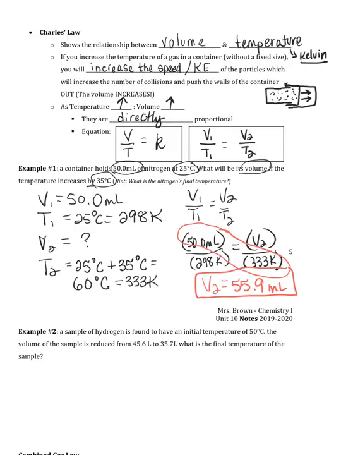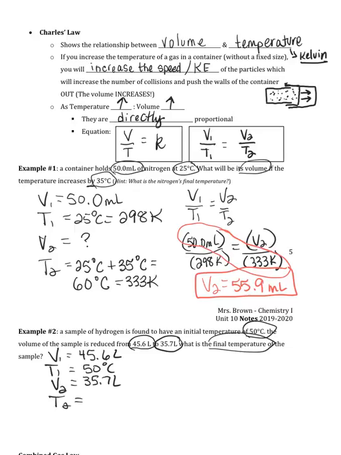we have a sample of hydrogen found to have an initial temperature of 50 degrees Celsius. The volume of the sample is reduced from this volume to this volume. So we have a V1 and a V2, and they want to know the final temperature. So we're looking for a T2. So we have a V1, a T1, a V2, and a T2. V1 is 45.6 liters. T1 is 50 degrees Celsius. V2 is 35.7 liters. And T2 is our question mark.